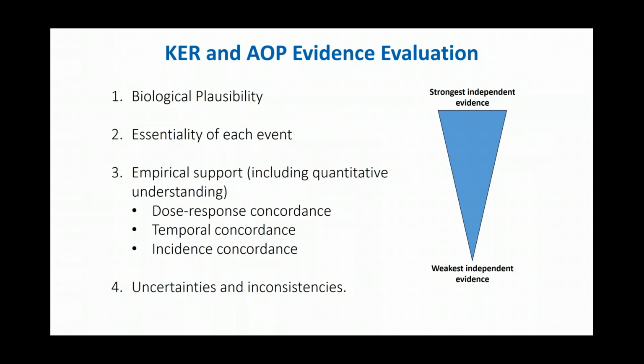And these are experimental evidence that demonstrate a dose-response relationship, or a temporal relationship, or an incidence or frequency relationship. And of course, throughout all of this process, we have to very clearly document all the uncertainties and inconsistencies. And some of these types of evidence add more strength to the others.